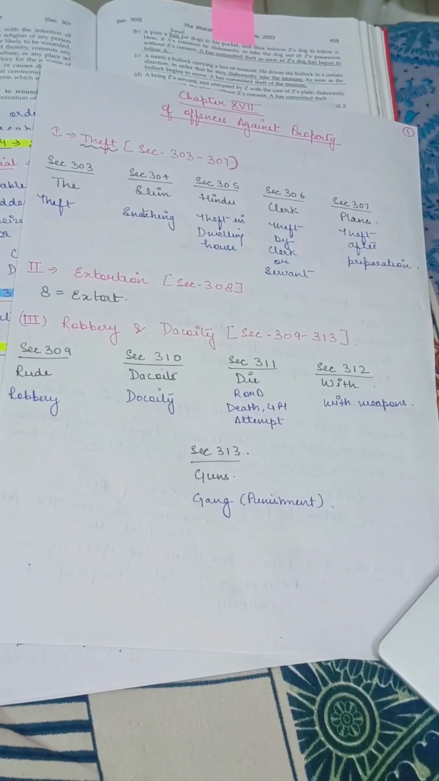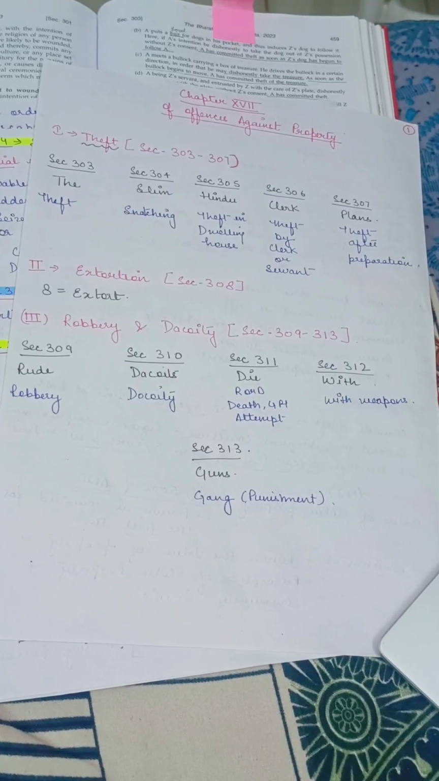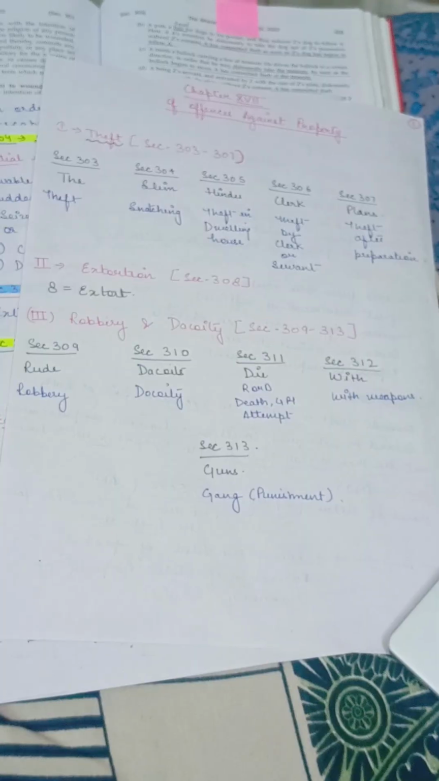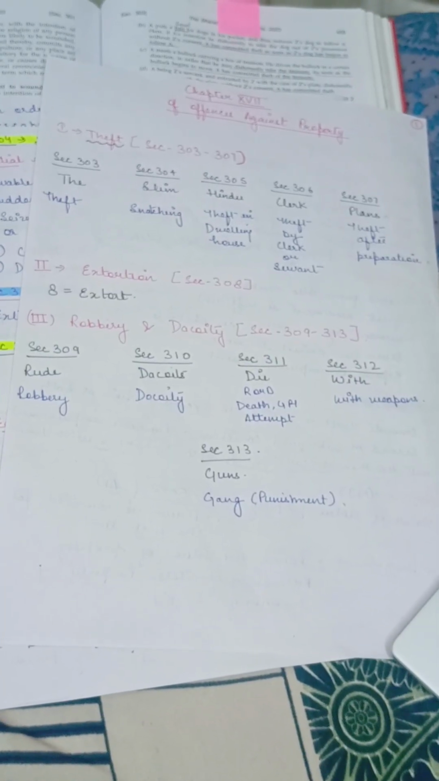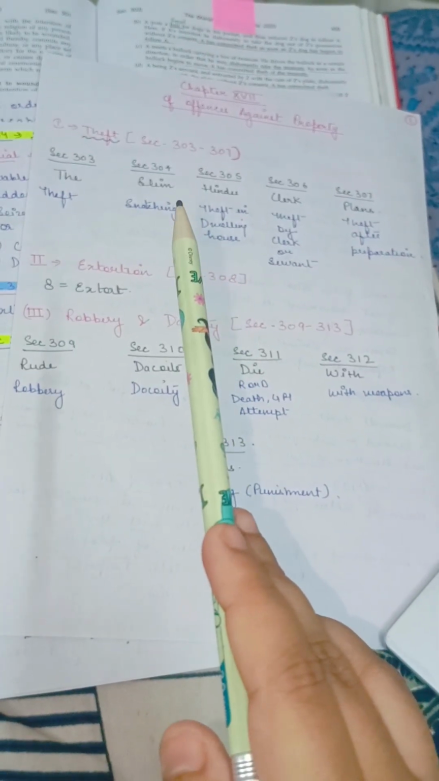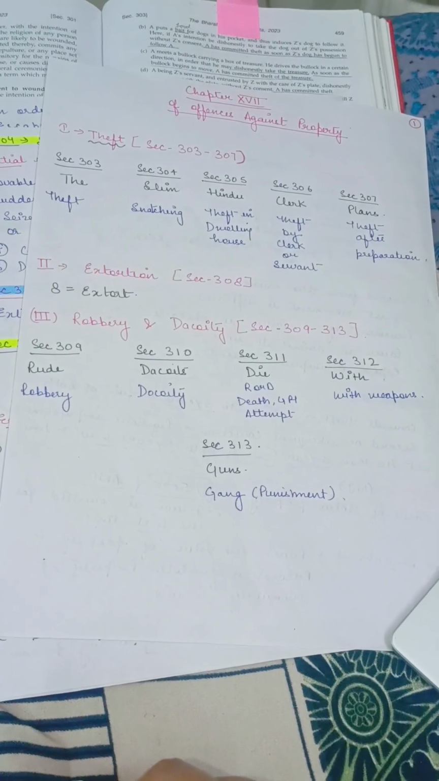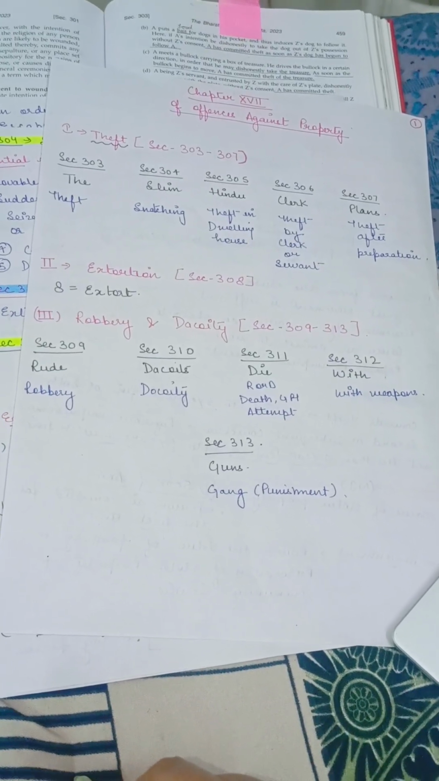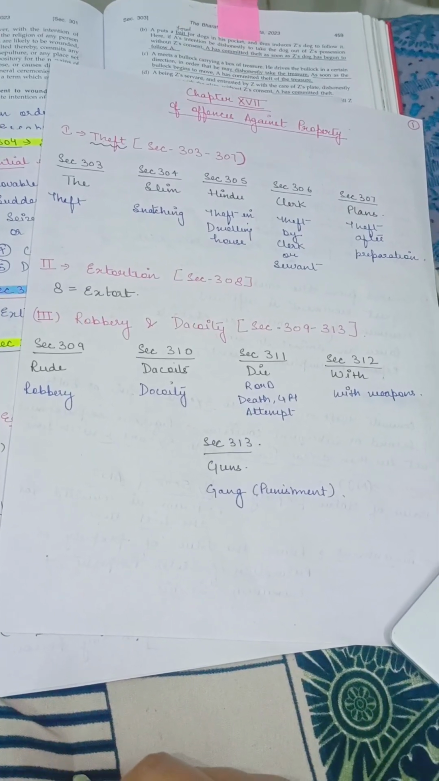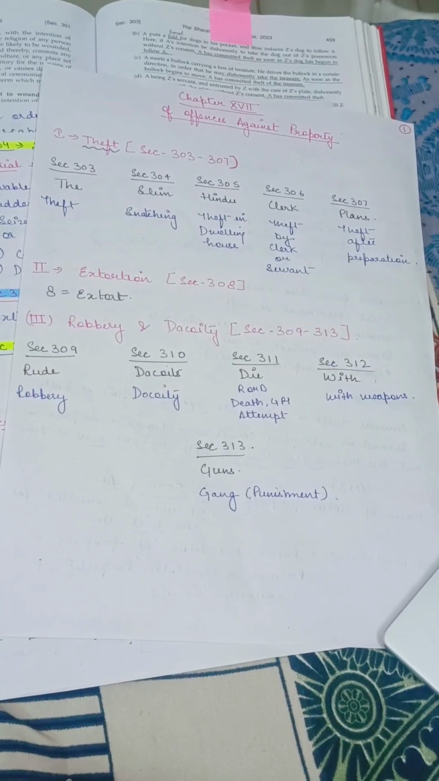Theft is given under section 303 to 307. Let's learn this section with a fun mnemonic. The mnemonic is the Slim Hindu Clerk Plan. Section 303, the stands for theft. Section 304, Slim stands for snatching. Section 305, Hindu stands for theft in dwelling house. Section 306, clerk stands for theft by clerk or servant. Section 307, plan stands for theft after preparation.